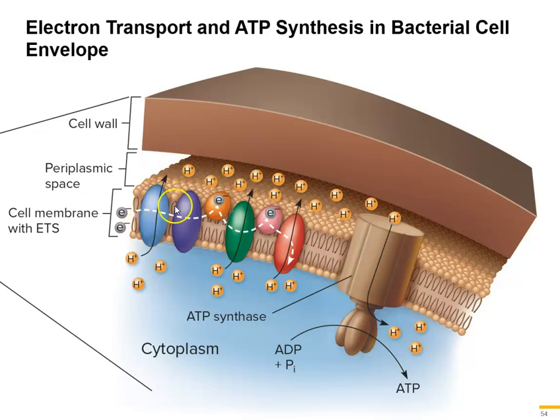And then here's the electron transport chain. And here's ATP synthase. The bacterium essentially does the exact same thing. It just, instead of using mitochondria, it uses its own cell membrane. It sets up the chemiosmotic gradient here. And then these protons move through ATP synthase, and that catalyzes the conversion of ADP to ATP.